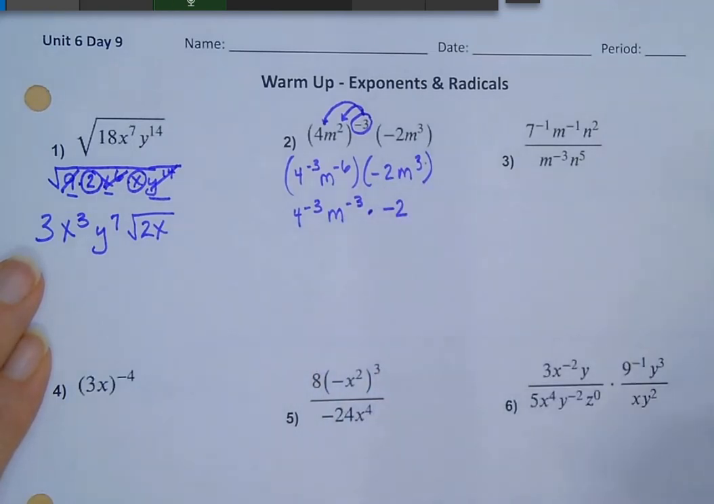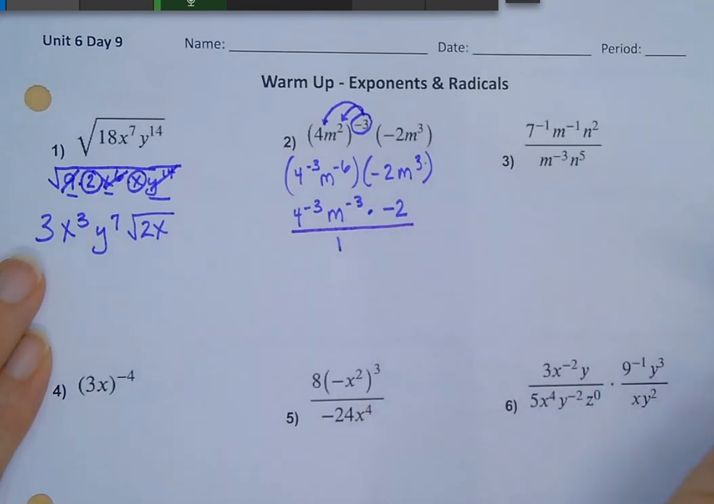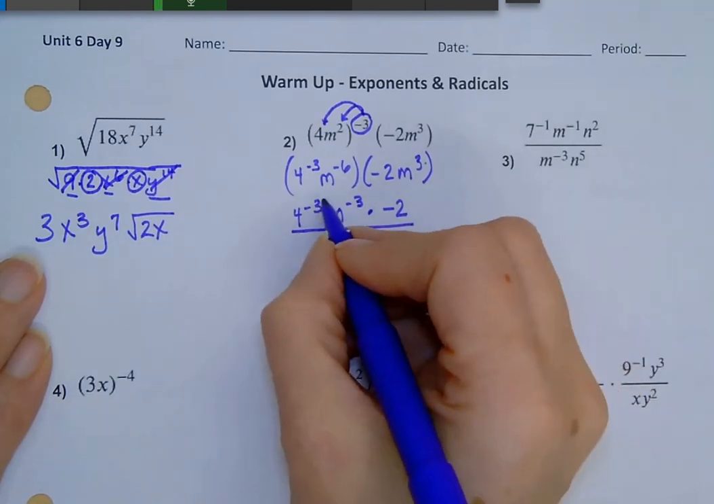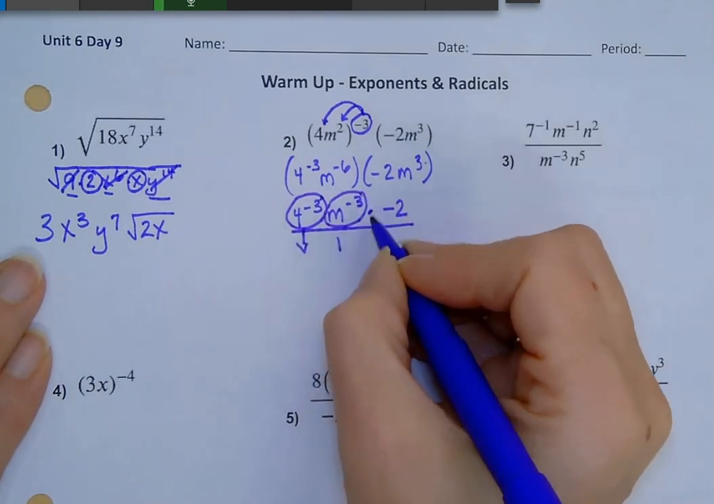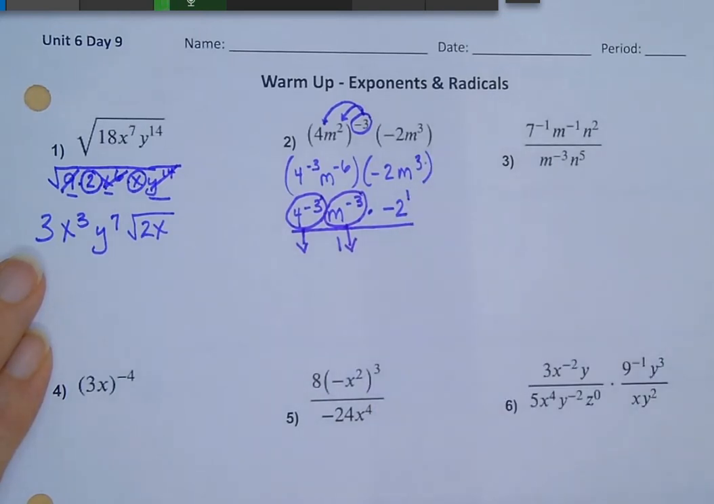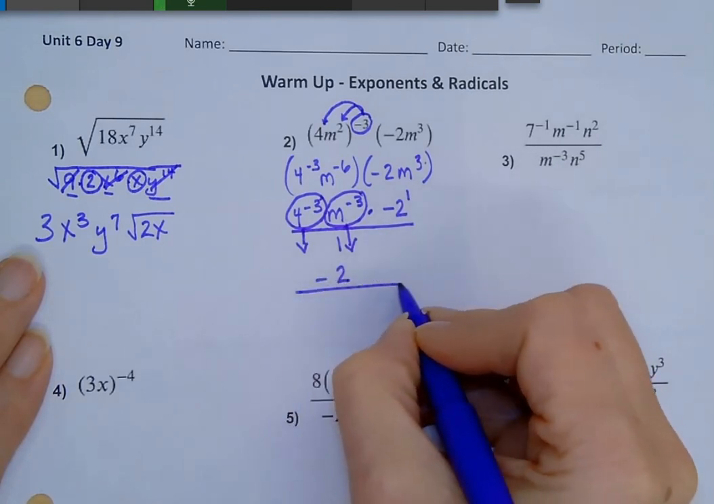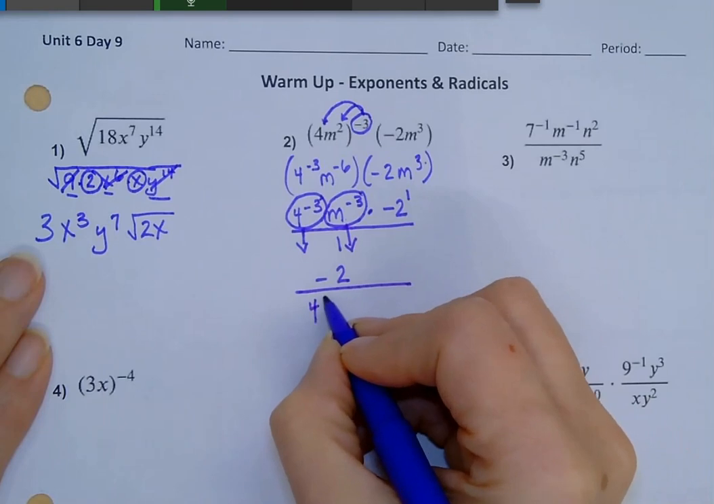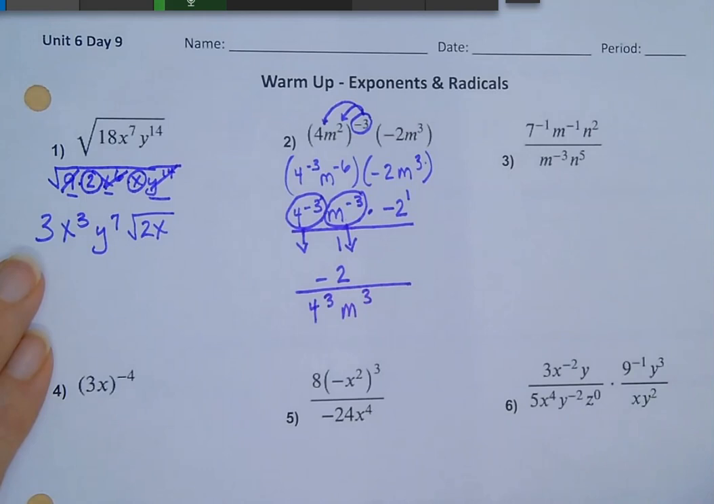Okay, now I need to deal with these negative exponents. So I know that if this is all over 1, just because I'm going to have a fraction in the end here, anything that has a negative exponent is going to move. Negative 2 has a positive exponent, right? So it's going to stay right where it is. My final answer is negative 2, still in the numerator, over 4 to the 3rd times m to the 3rd. Remember, once we move that element that has a negative exponent to the new location, it has a positive exponent.